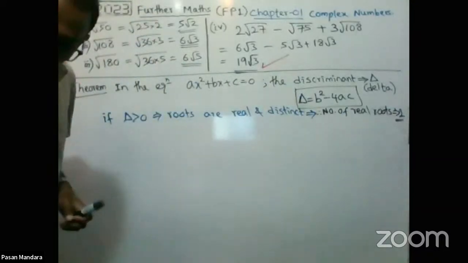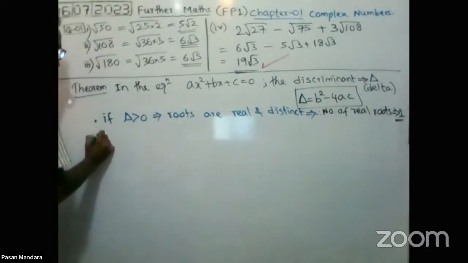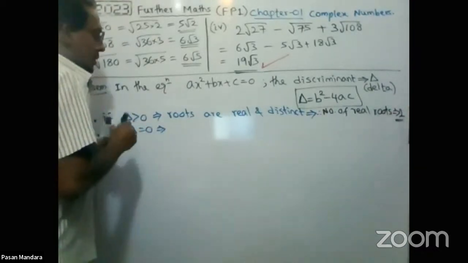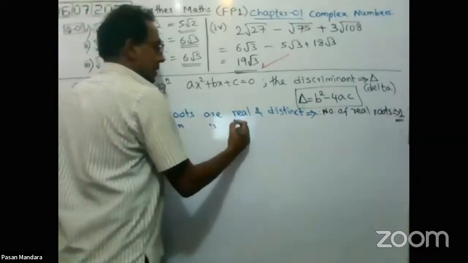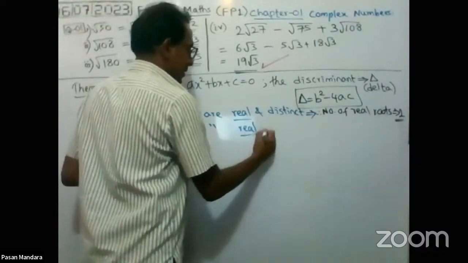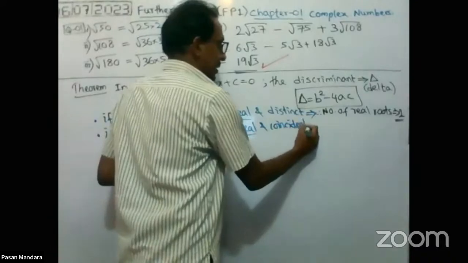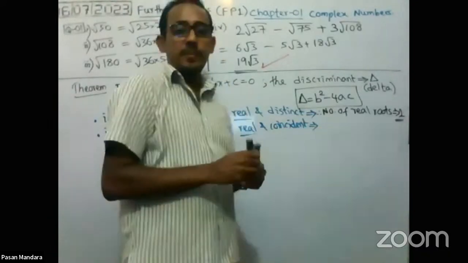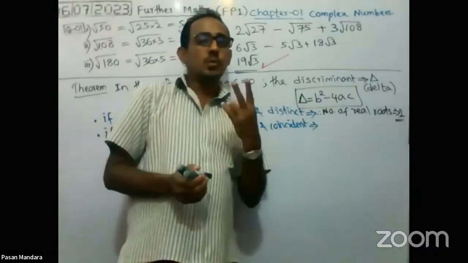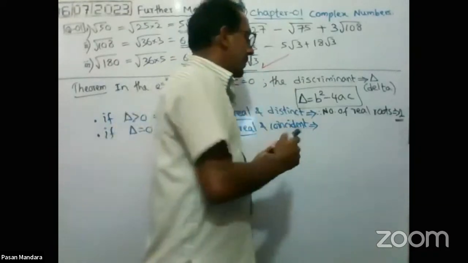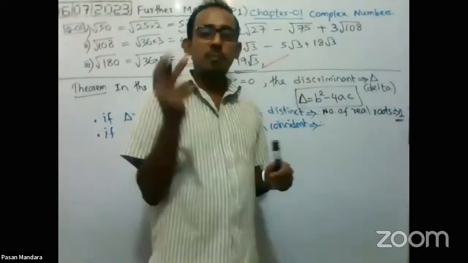So if delta equal to 0, roots are real and coincident. That means the same root repeating. Same root repeating means you can't say two roots. Same root repeating, so one root getting. So number of real roots, two getting, but both are same.